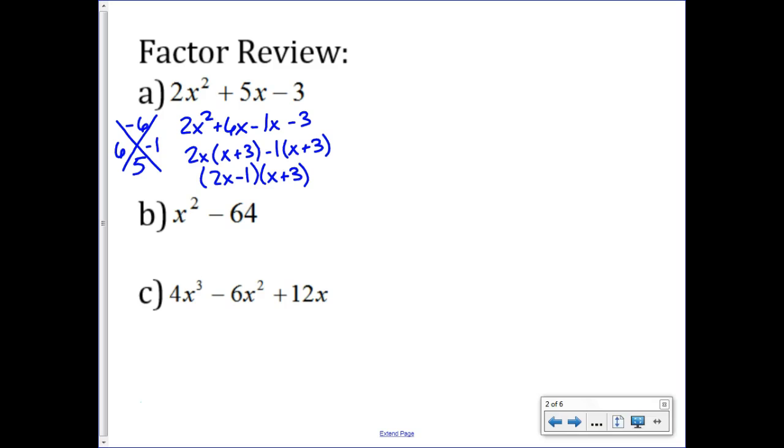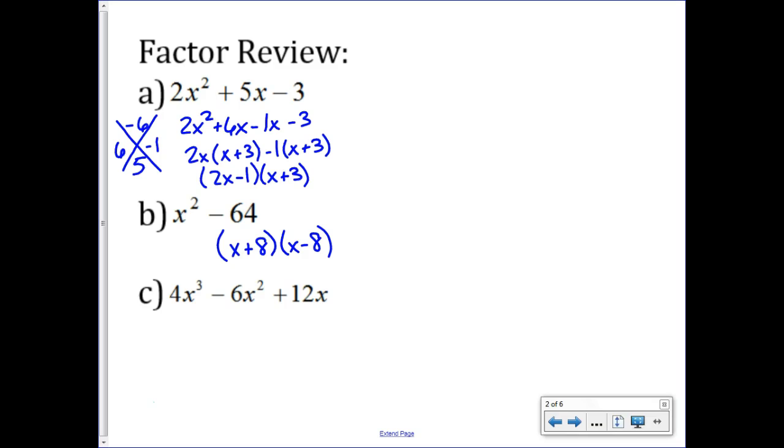That x squared minus 64 is one of our special patterns. That's a difference of two squares. So we have x plus 8 and x minus 8. Remember, you just take the square roots, make one a plus, one a minus in between those.